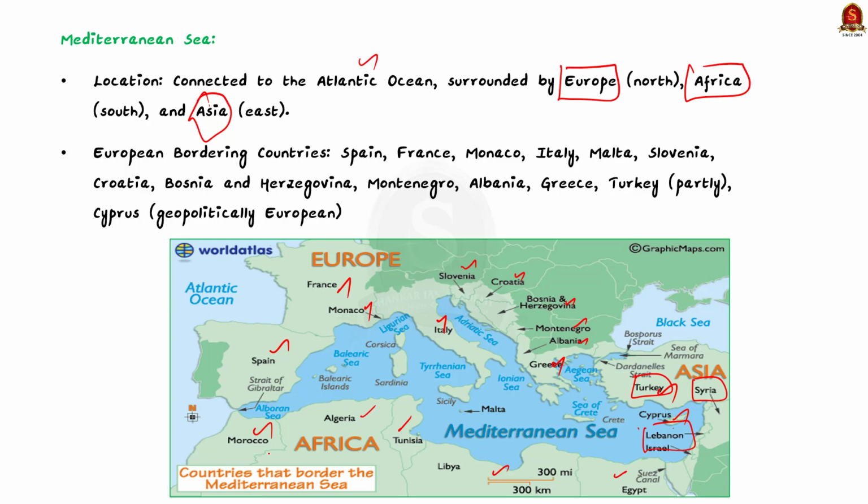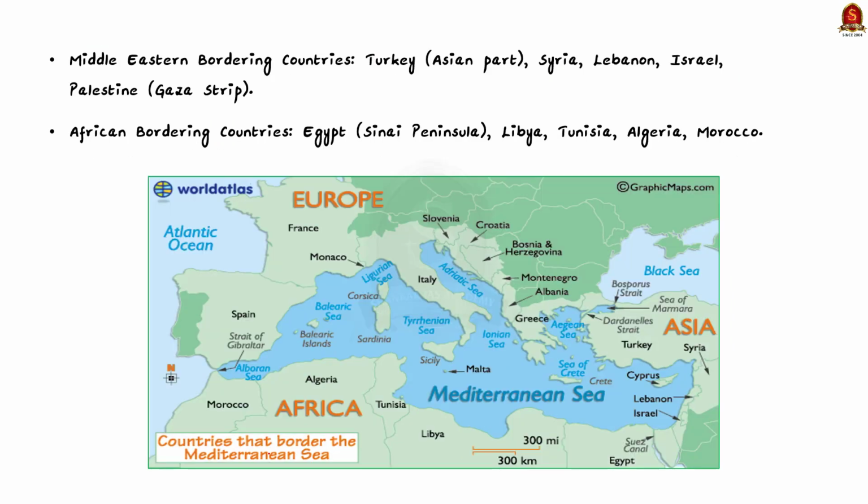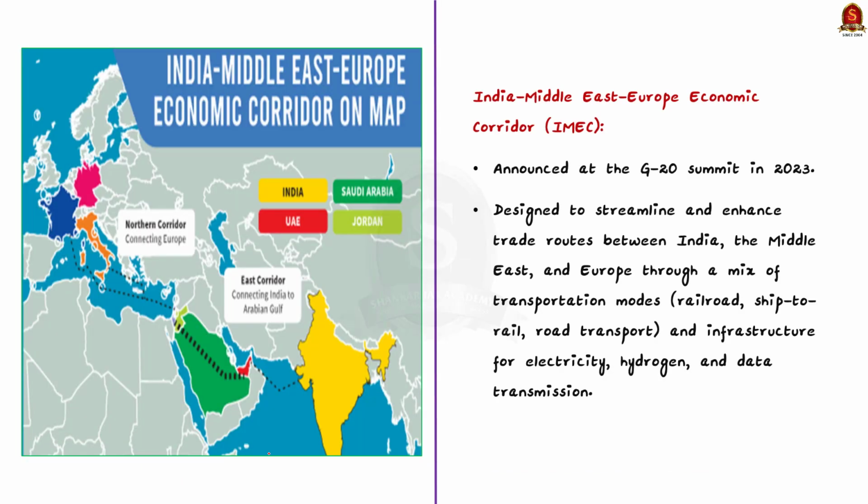Okay, we have seen the 2 important seas, that is the Red Sea and the Mediterranean Sea. Now, let us understand the India Middle East Europe Economic Corridor from the prelims perspective. See, the India Middle East Europe Economic Corridor, or IMEC, was announced at the G20 Summit in 2023. It was designed to streamline and enhance the trade routes between the regions. Know that the corridor will feature a mix of transportation modes including railroad, ship-to-rail network, road transport, etc.